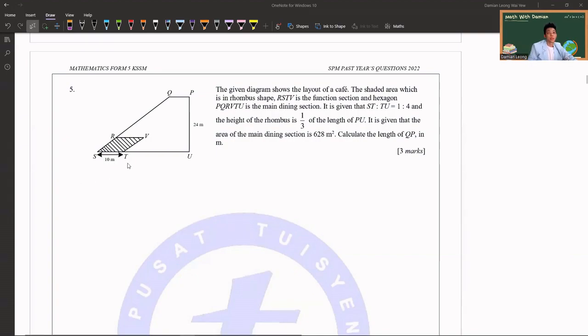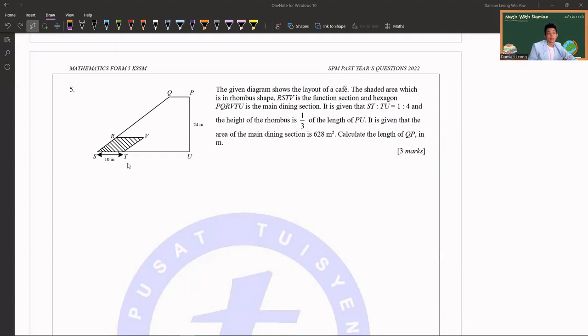So the given diagram shows the layout of a cafe. The shaded area is in rhombus shape. RSTV is the function section and hexagon PQRVTU is the main dining section. Okay, this is like the kitchen or preparation area, the staff area. Then this is where the dining area is.